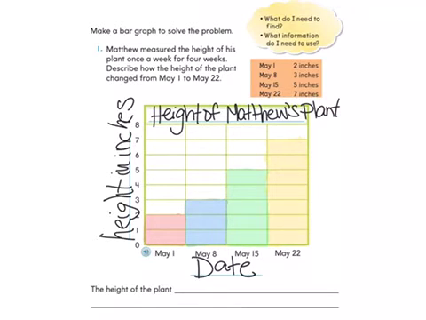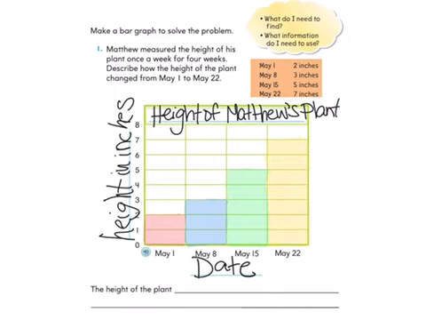So we filled out our bar graph. Our bar graph is complete now. But that's not all we need to do. We need to describe how the height of the plant changed from May 1st to May 22nd. So how did the height change as he measured it each week? Are the bars going smaller or are they going bigger? They're getting bigger. So that means the height of the plant increased or grew taller each week.